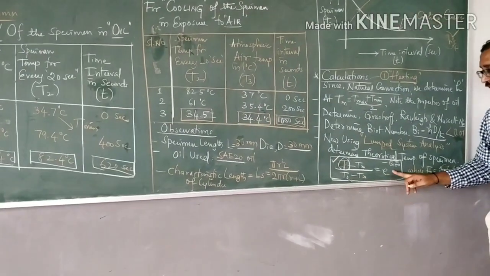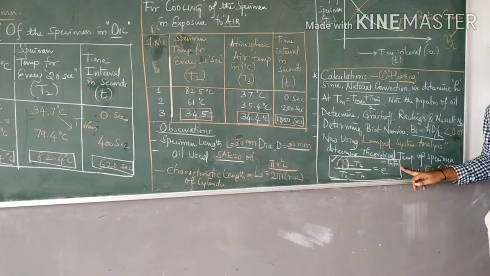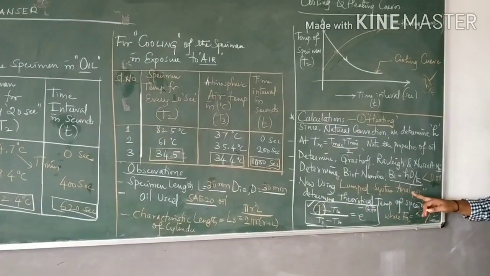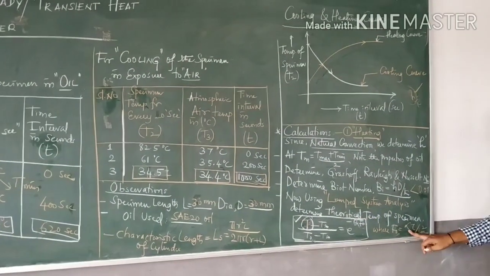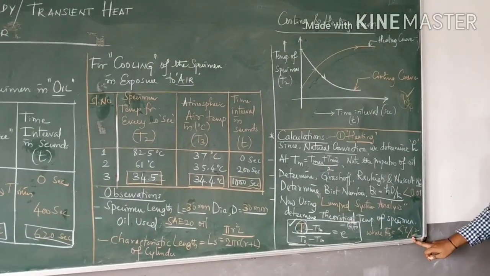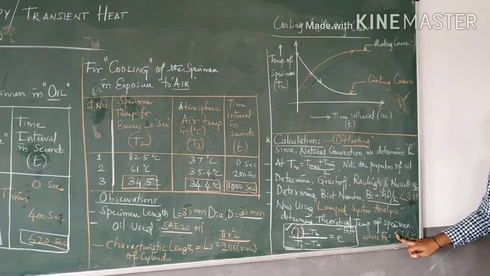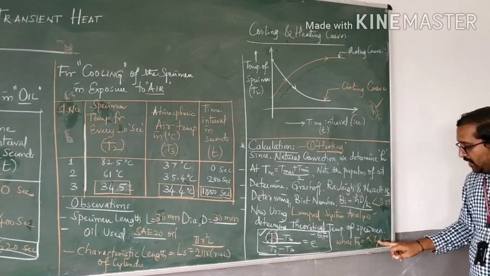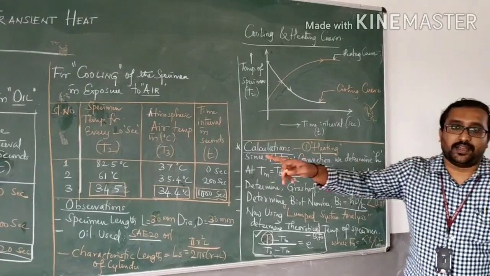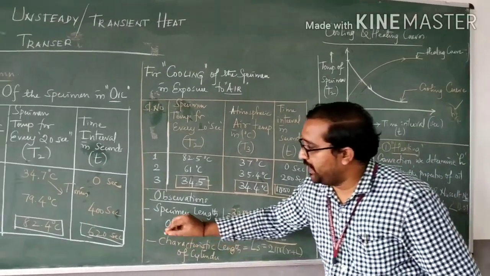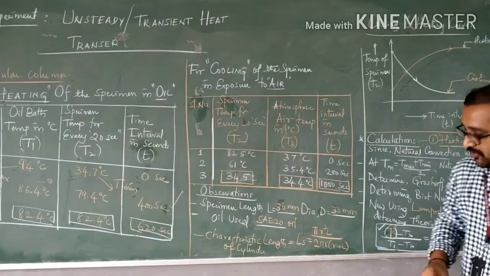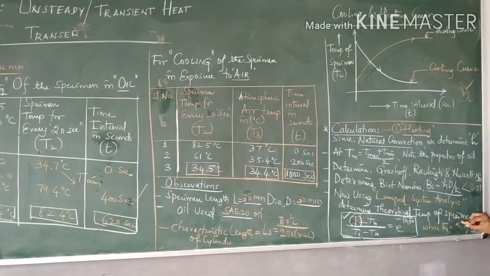So that should be equal to e raised to Biot number into Fourier number. The Biot number is already calculated, and the Fourier number is given by alpha T divided by Ls square, where alpha is called thermal diffusivity. You get it from the data handbook. And T stands for time taken. So you are calculating the temperature for any given time, and that time you have to substitute here.